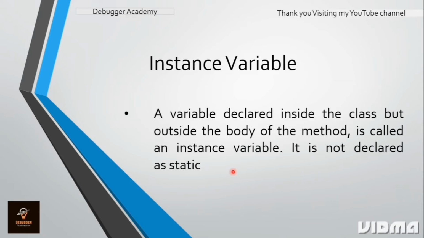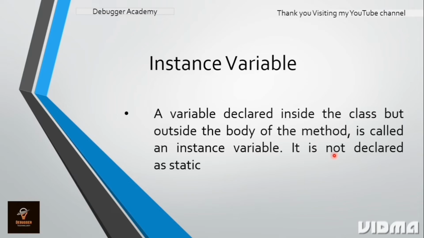Next is the instance variable. An instance variable is a variable which is declared inside the class, but outside the body of the method. For example, we have a class, and inside the class we have a method, a function. We declare the variable inside the class, but outside the particular method that we are using in the class. That is known as the instance variable, and it is also not declared as static.